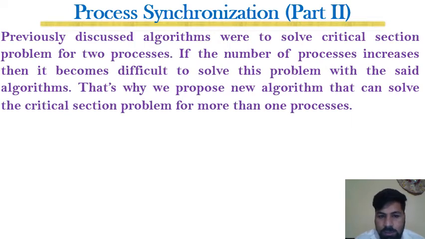So the previously discussed algorithms were to solve the critical section problem for two processes. But in real multiprogramming, there can be multiple processes competing for some shared resource or to enter some critical section. If the number of processes increases, then it becomes difficult to solve this problem with the said algorithms, because they were confined to only two processes. That's why we propose a new algorithm that can solve the critical section problem for more than two processes.